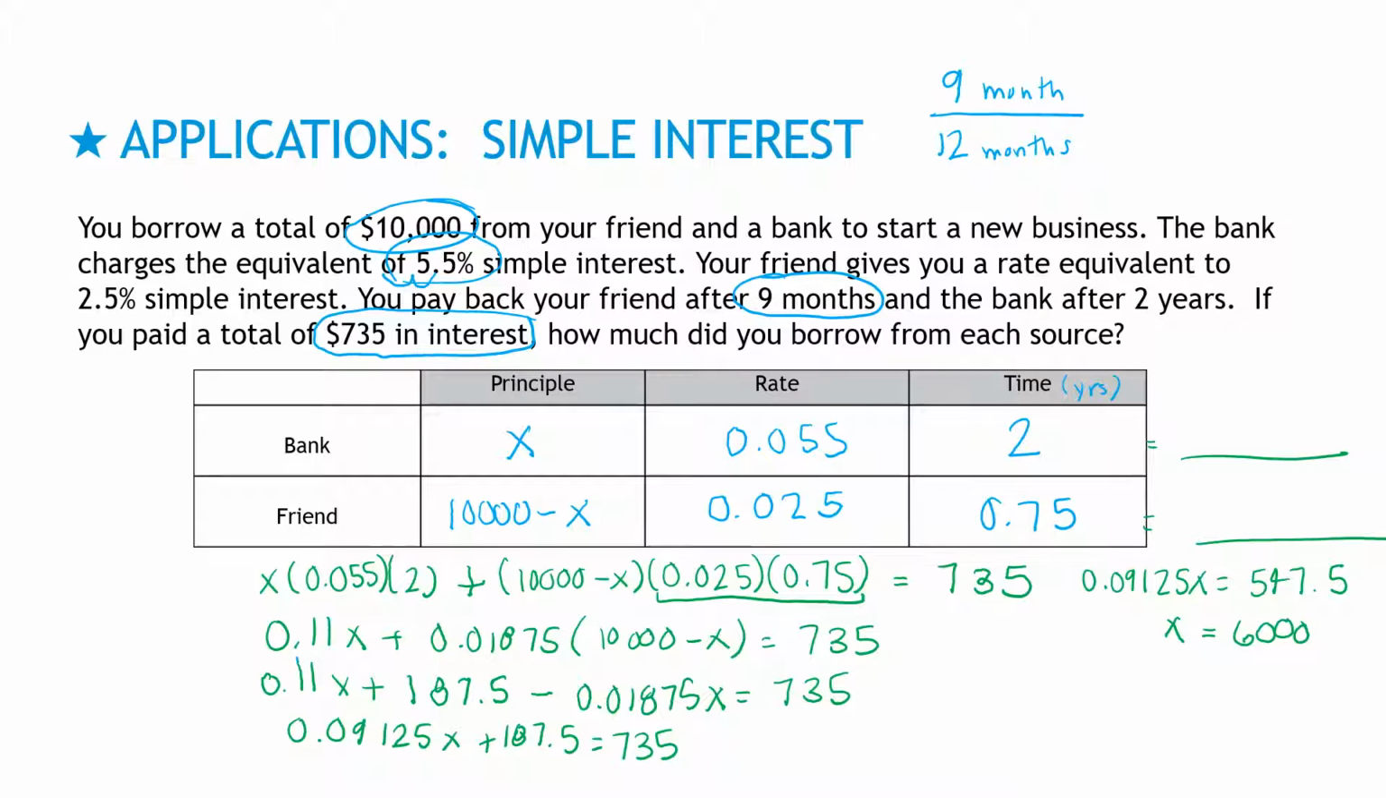Just like on the last one, I've solved for one of the 2 funds, but now I need to solve for the other. So I'm going to show that I took 10,000 minus x, which is 10,000 minus 6,000, which is 4,000. Again, I don't have enough room, or I don't want to waste the time to do it, but I would then write a sentence. I borrowed $6,000 from the bank at 5.5% interest and 4,000 from my friend at 2.5% interest.